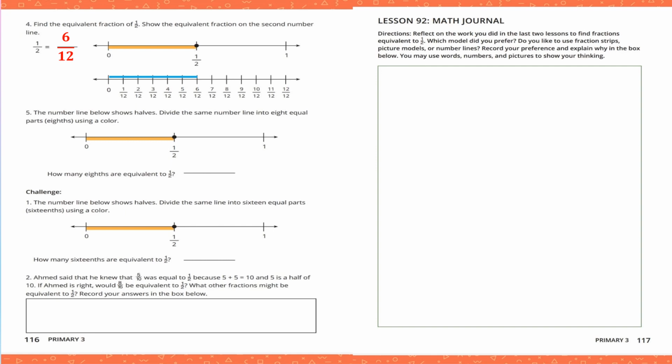Number 5, the number line below shows halves. Divide the same number line into 8 equal parts. So I wanted to divide this line into 8 equal parts. So I will make 7 dashes. 1, 2, 3, 4, 5, 6, 7. And the start point means 0/8. Then 1/8, 2/8, 3/8, 4/8, and so on, 8/8.